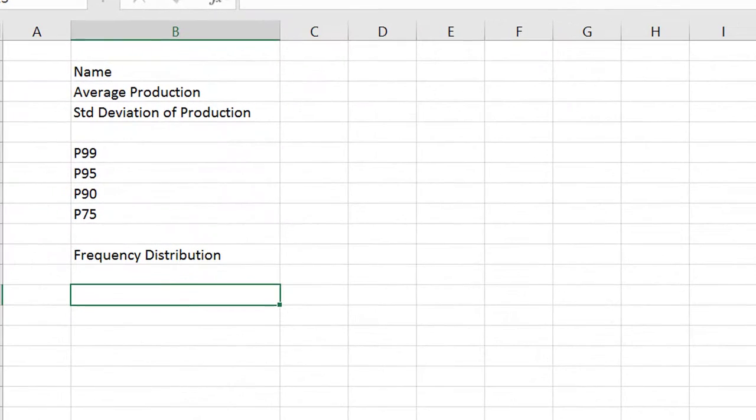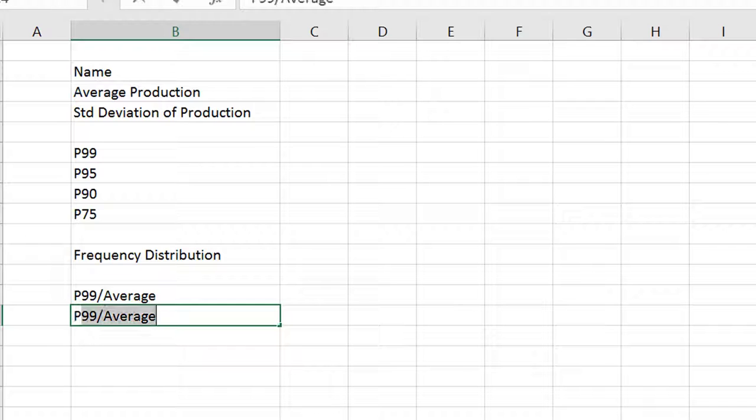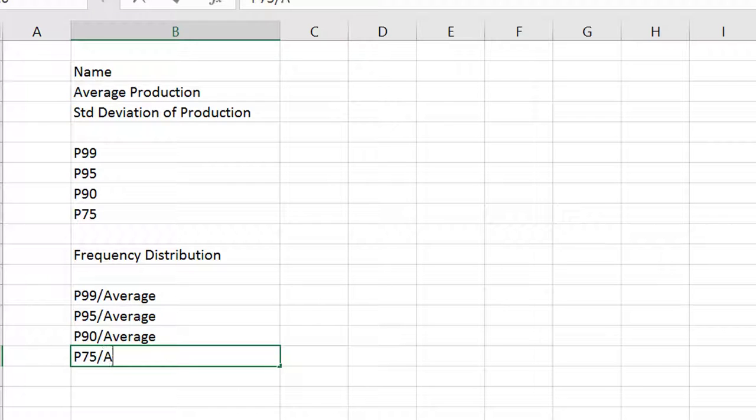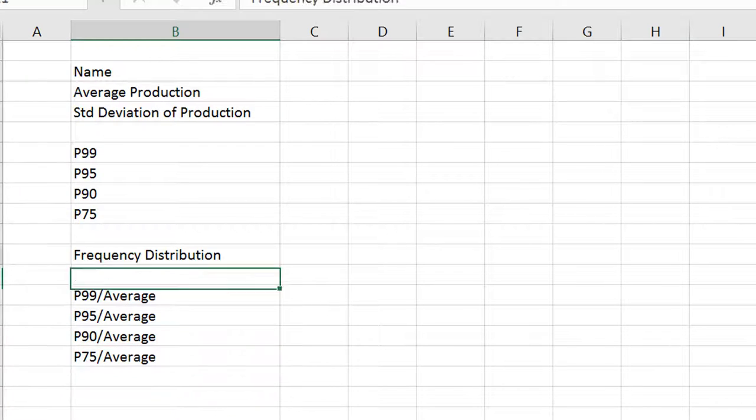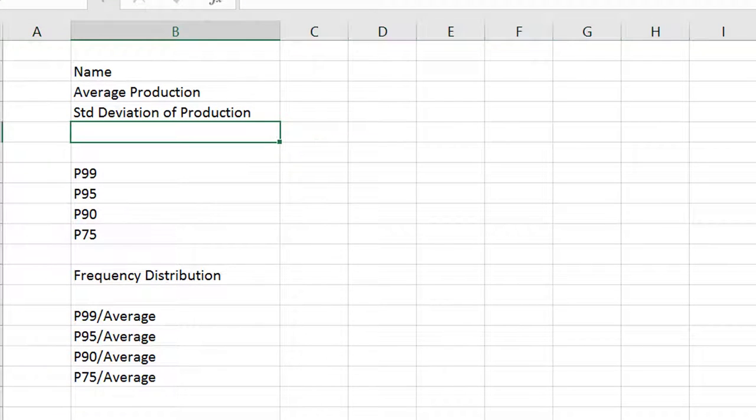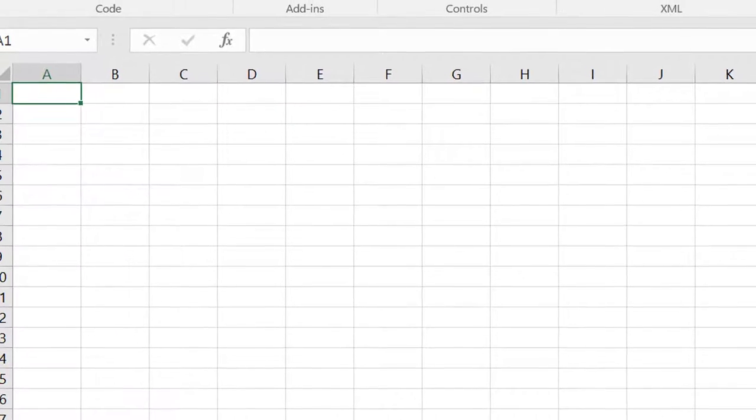And then what we can do is put the P99 to average and the P95 to the average, P90 to the average, and P75 to the average. We could really do this very quickly for every single power plant. Okay. I'll have to think about that, and then we can put the standard. I think up here we might want to put the standard deviation divided by the average. Okay. So now I think we should go over here and put our selected plant.